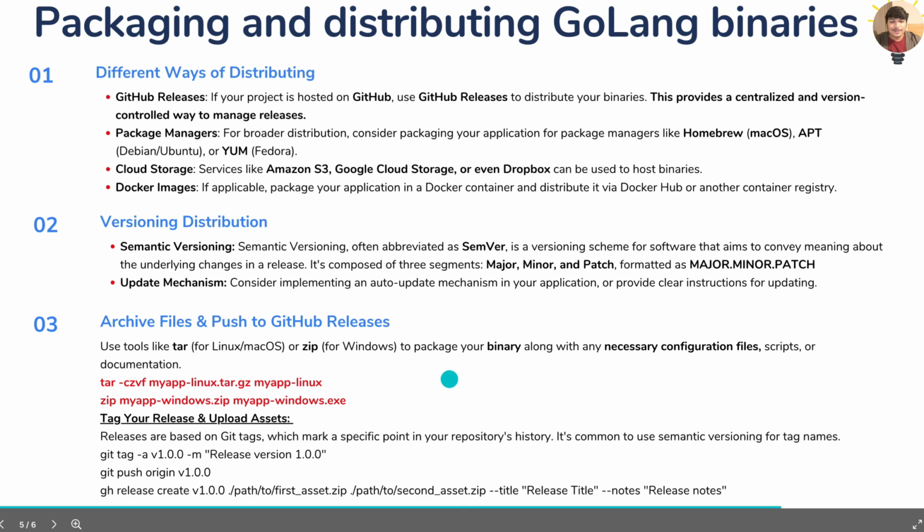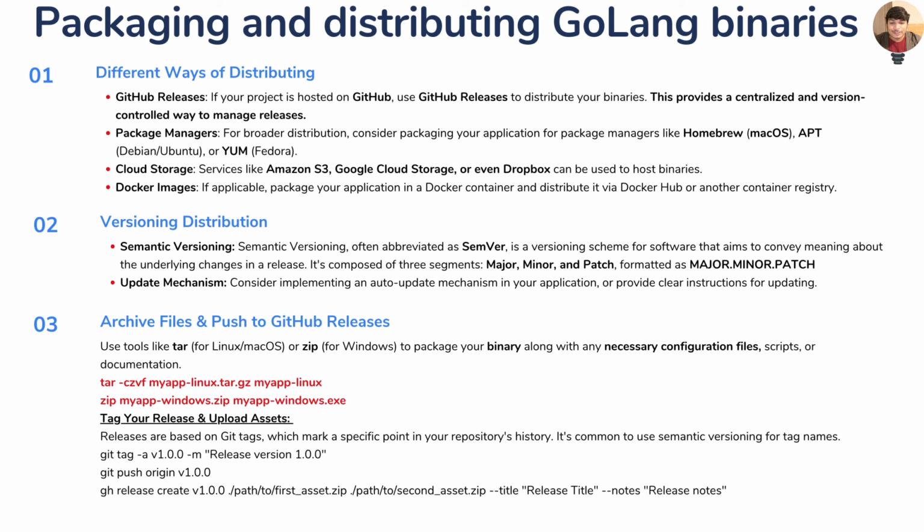Okay. Now let's understand the versioning of distributions. Okay, so there are 2 mechanisms. So semantic versioning. Now semantic versioning, often abbreviated as SemVer, is a versioning scheme for software that aims to convey meaning about the underlying changes in releases. It's composed of 3 segments, which are major, minor and patch version, formatted as major.minor.patch, like 1.2.45, that way you can manage.